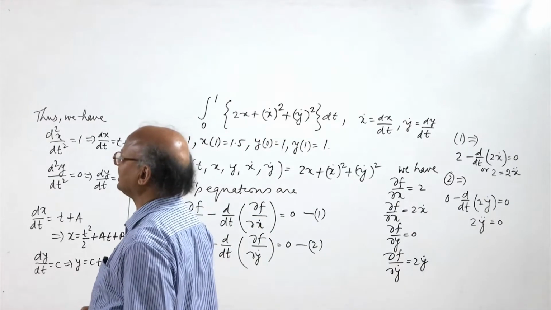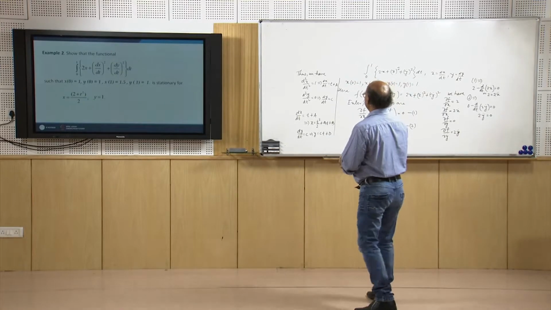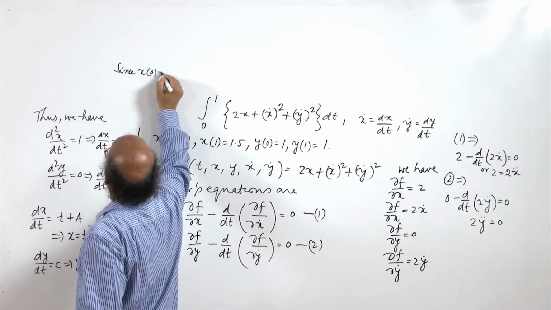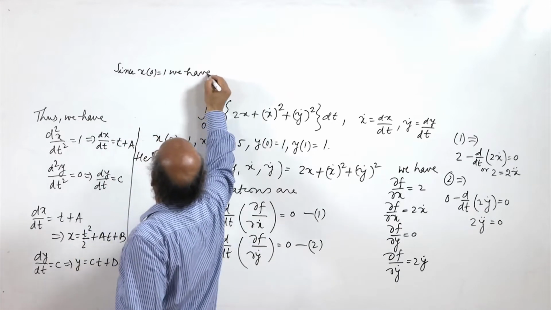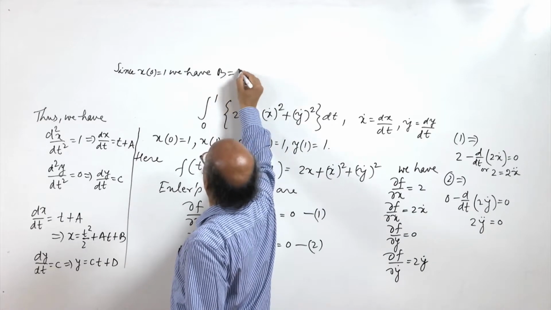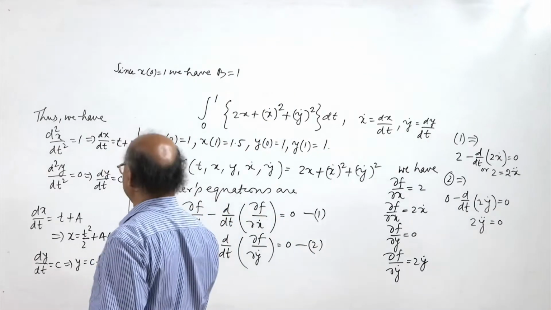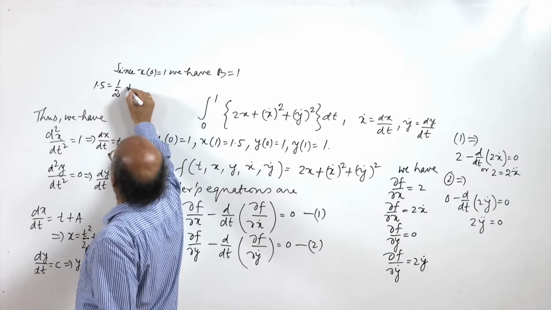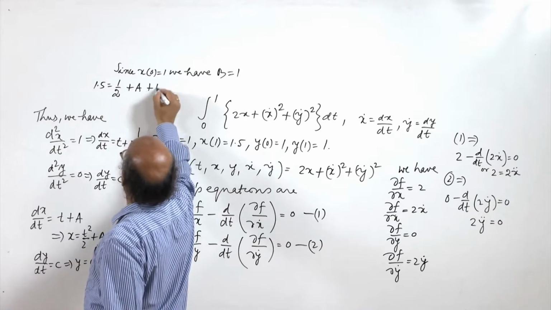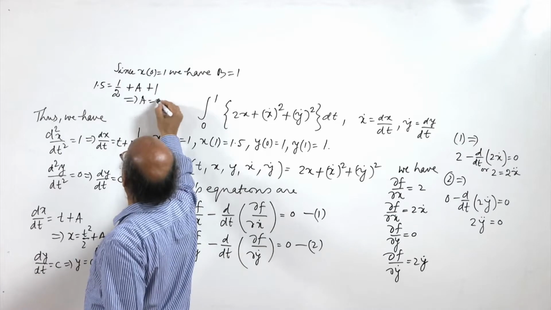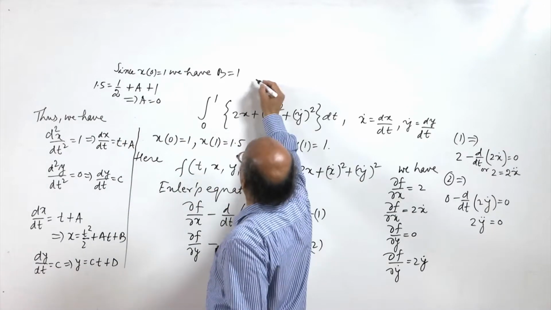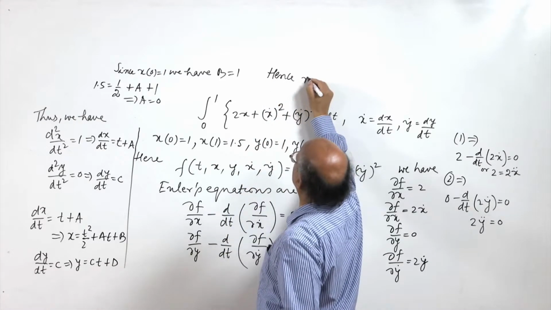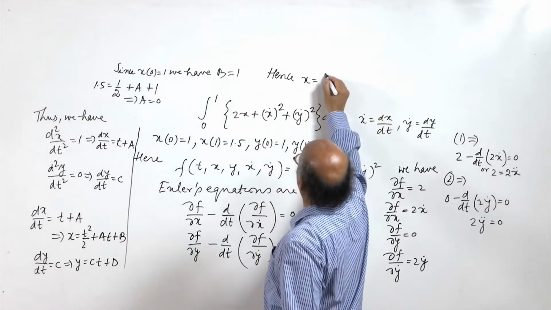Now let us use the given conditions. x0 is equal to 1, so we have b equal to 1, and x1 is equal to 1.5. So 1.5 equal to 1 by 2 plus a plus 1. So this implies a is equal to 0, and hence x is equal to t square by 2 plus 1.